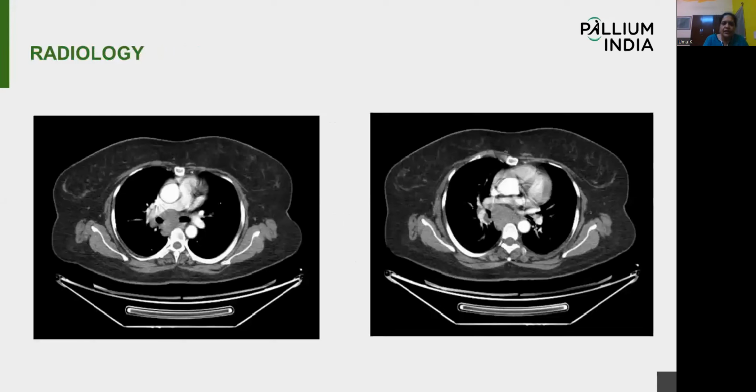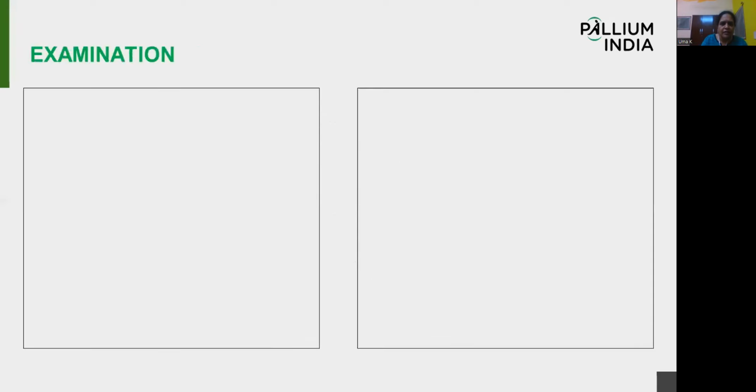So, this is the radiology. You can see that there is a huge mediastinal node which has widened the carina. There's a big lymph nodal mass there. Next. Yeah, the slide is not changing.